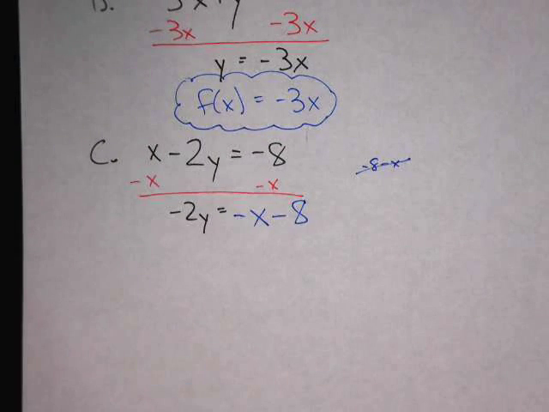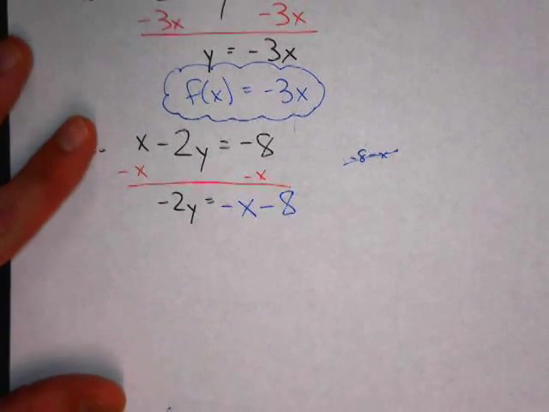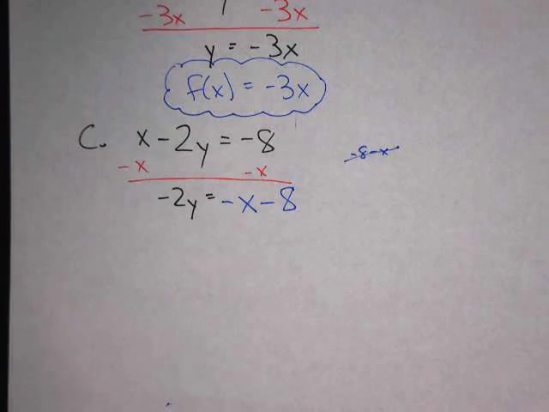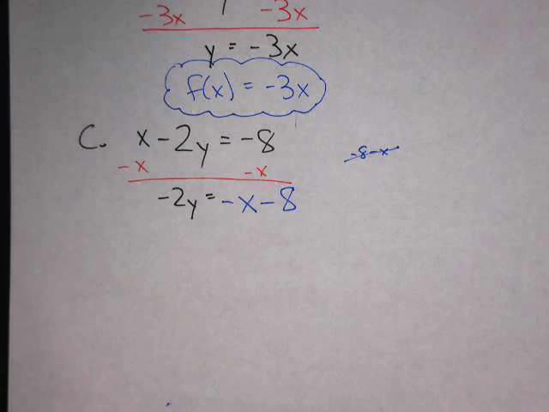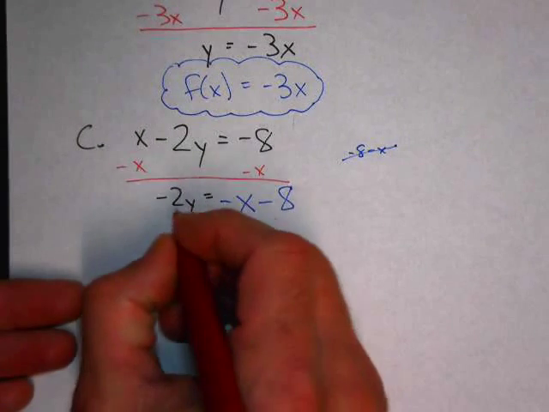And if you don't know why we're doing that yet, don't worry, we will get there. Just know that that's what we're doing. If you do know why we're doing that, good on you. That's where you should be. So clearly y is not by itself yet, and what we're going to do then is divide both sides by negative 2.